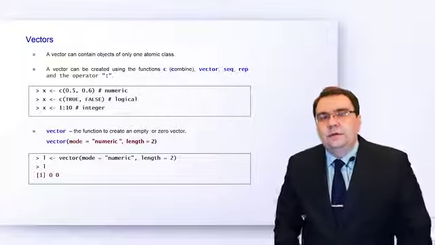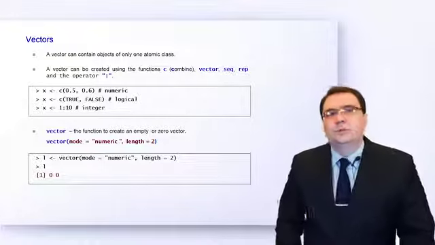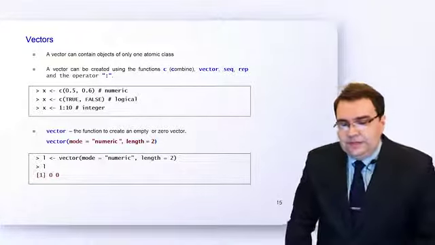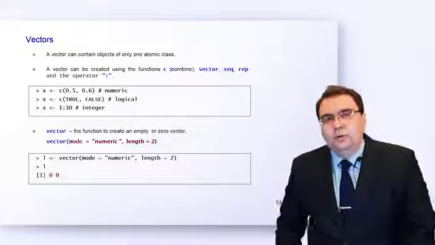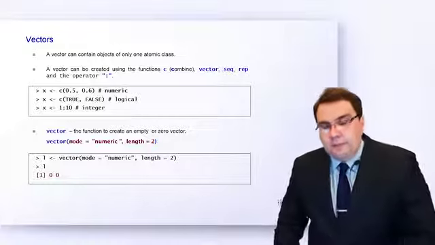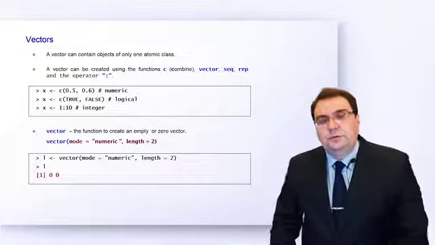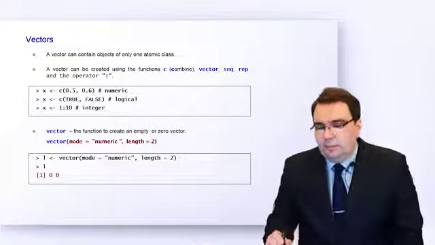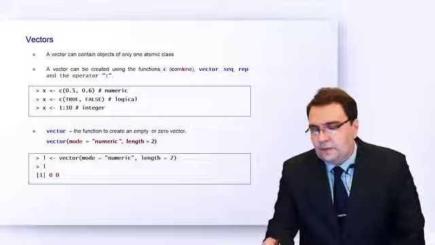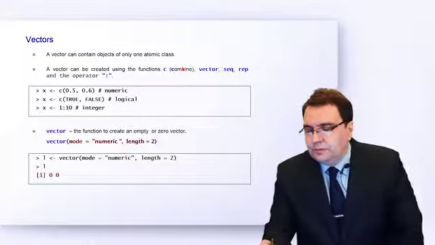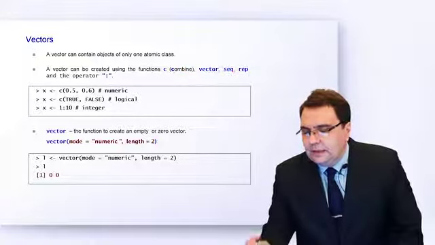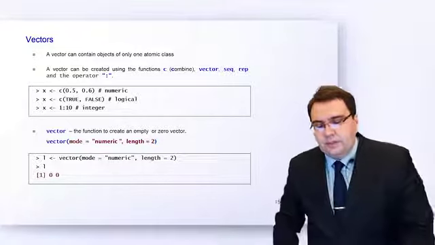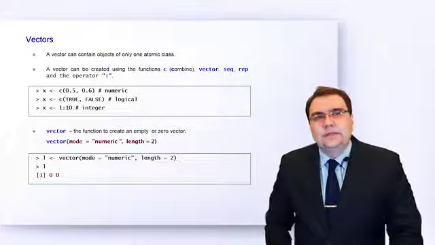Okay, then we go to next important structures, and we start with vectors. A vector can contain objects of only one atomic class. A vector can be created using the function c, which is the first letter from combine. Also, you can use other reserved R functions like vector, seq, rep, and the colon operator.